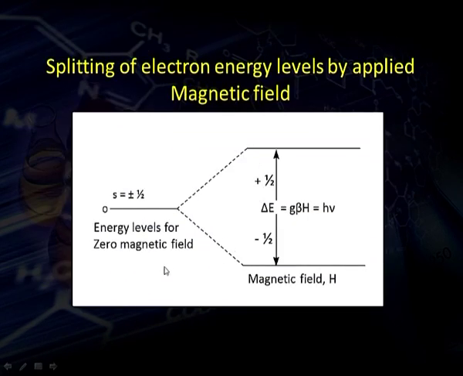From this figure we can see this is the energy when no magnetic field is applied. So, we can see this is degenerate, all the levels are equal, but when we apply a magnetic field of strength H, this splits into two parts, the upper level and the lower level, and the difference between the two levels is equal to delta E, that is the energy difference, and it is given by g beta H or h nu.